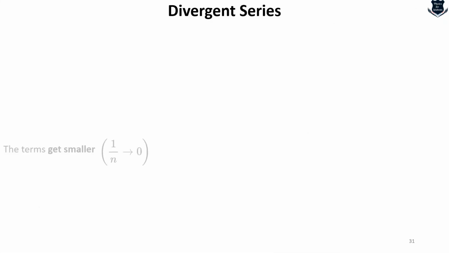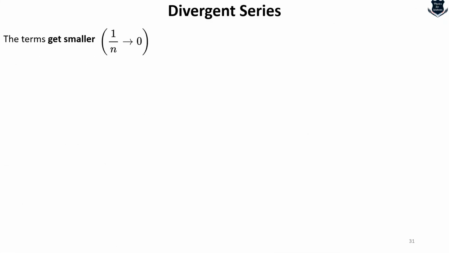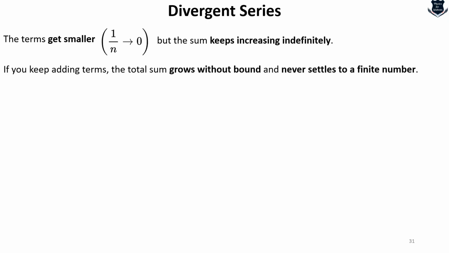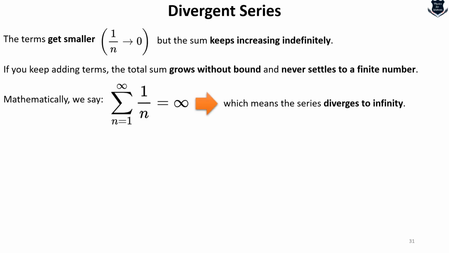So we take this part: the terms get smaller, the terms being 1 upon n, but the sum keeps on increasing and increasing indefinitely. If you keep on adding the terms, the total sum grows without bound. Now, 'without bound' is again a technical term which I will explain later, and it will never settle to a finite number. Mathematically we say this: sigma n equals 1 to infinity of 1 upon n equals infinity. This means that the series diverges to infinity.